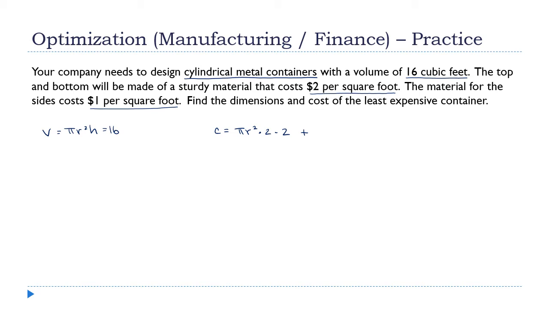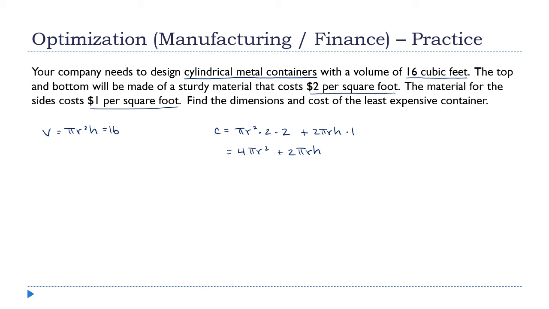Plus. What is the surface area of a cylinder? That one, there's a formula. It's 2 pi r h times the unit cost. Well, that's just 1, so that one actually comes out nice. All right, so let's clean this up a little. This is 4 pi r squared plus 2 pi r h. Now I need to eliminate one of these variables. Which one am I going to do? Well, that means taking that volume formula and solving it for one of these variables.